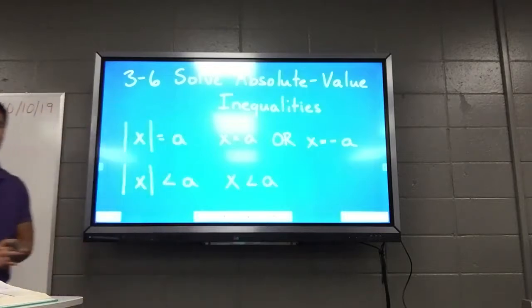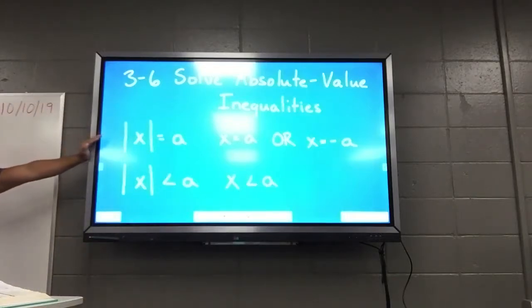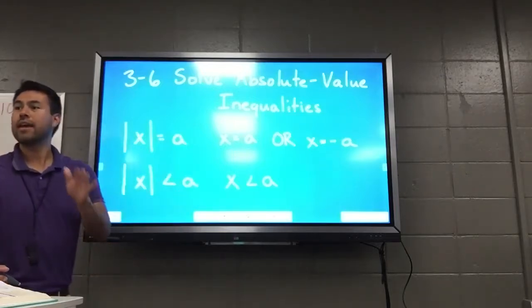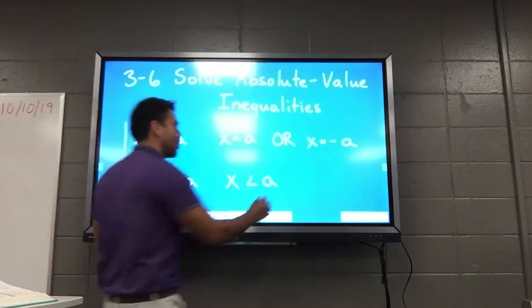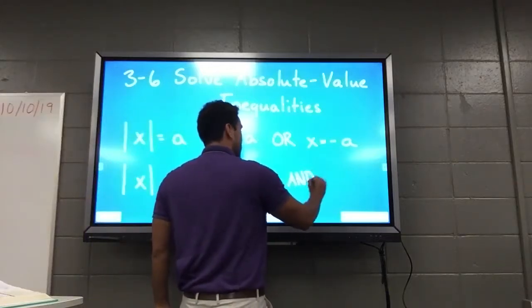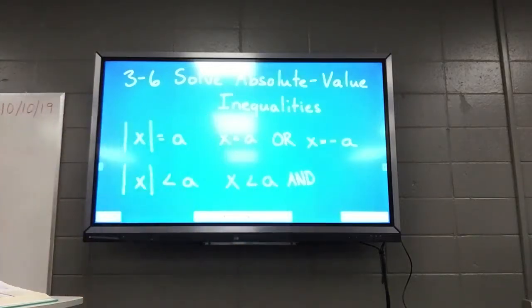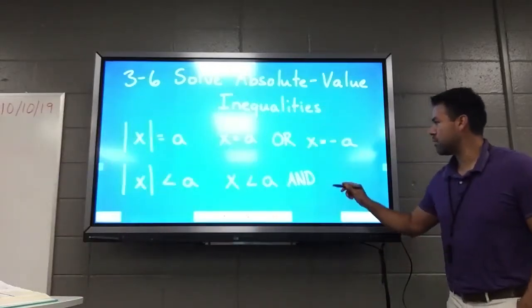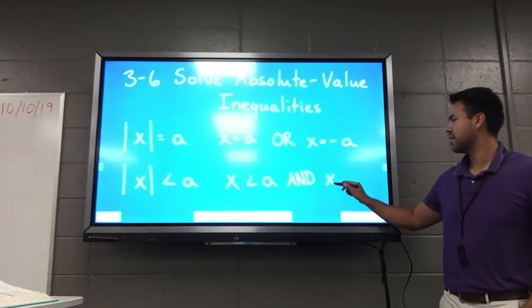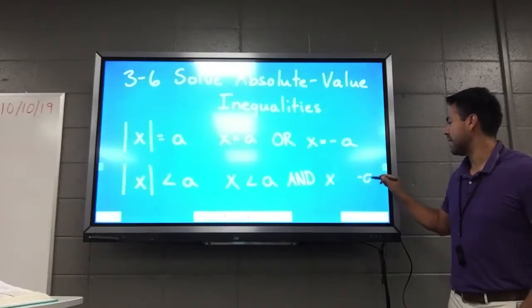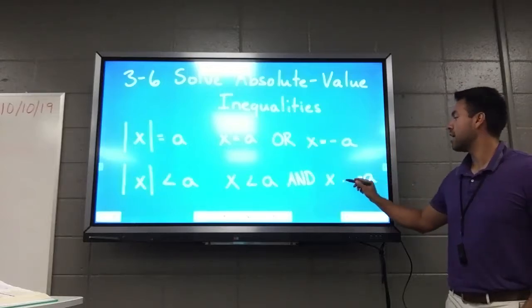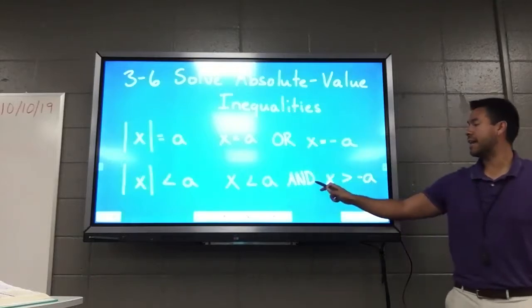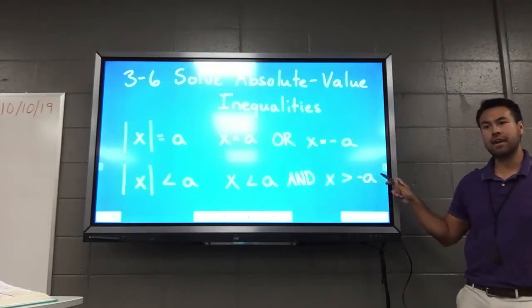Isn't that kind of similar to what you did up here? Just drop the absolute value sign and then rewrite it. And the word and. So it's a compound inequality. It's a conjunction. And then I'm going to rewrite it, but watch what I do. I got x, and I have a, but it's now negative a. Switch the sign. X is less than a, and x is greater than negative a. That's what we're going to be doing.